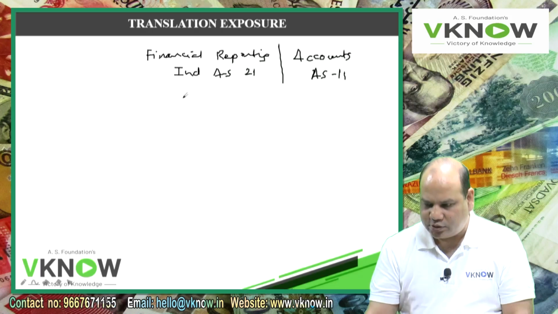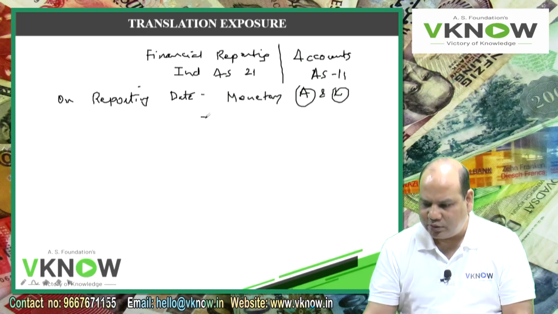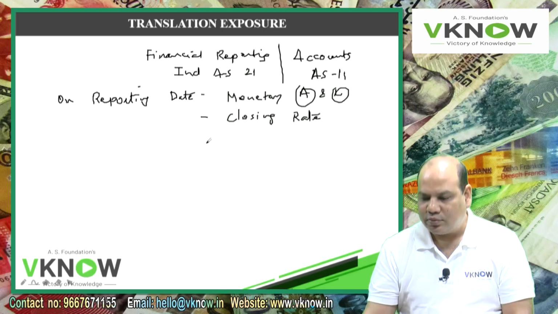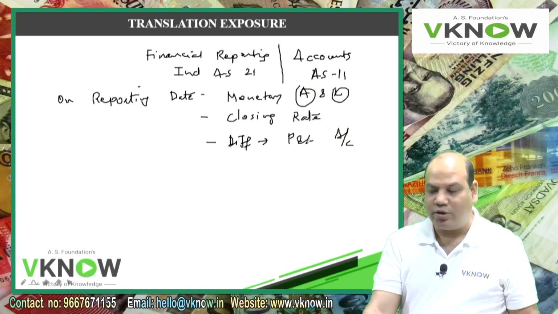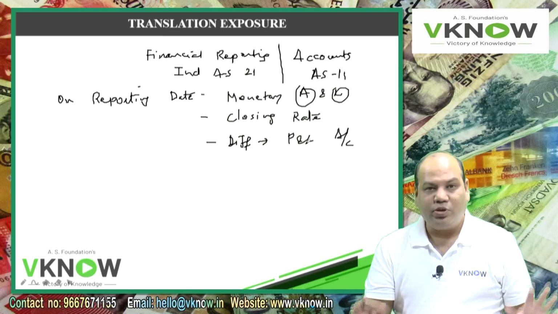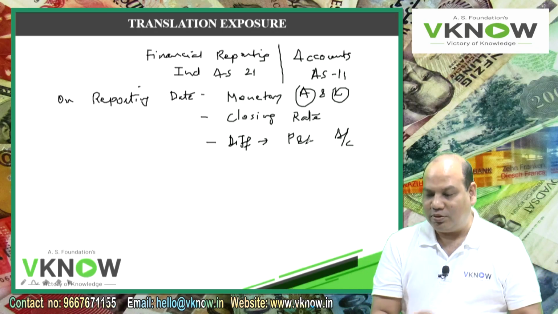Now what these two standards say, and this is same in both the standards, is that on the reporting date your monetary assets and liabilities, A and L, should be valued at closing rate, and the difference will go to your P&L account. In general, there may be few exceptions here and there. So monetary items means your debtor, creditor, bank loan, bills receivable, bills payable, cash and bank.